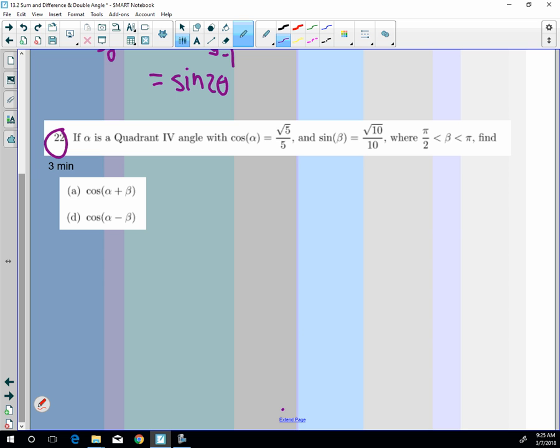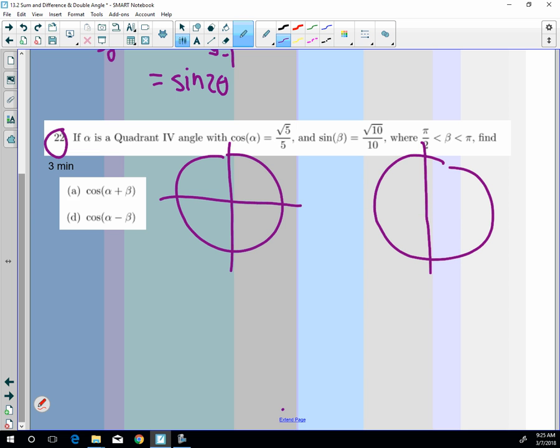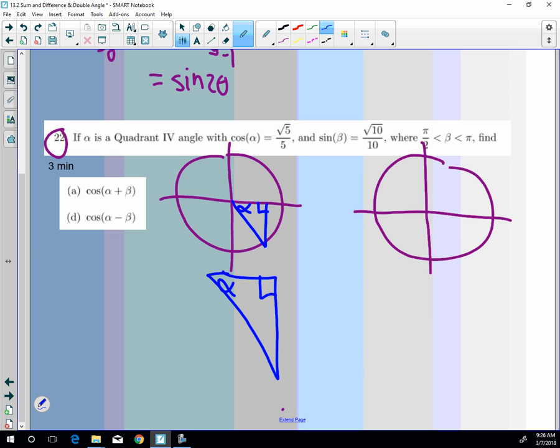I'm going to make two angles means 2 circles. 2 angles means 2 circles. The first one, we're in quadrant 4. So we're going to have this triangle, alpha. You okay with that? Cosine is square root of 5 over 5. You okay with that? And you could do 25 minus 5, square root of 20. No problem. This will be negative in quadrant 4.